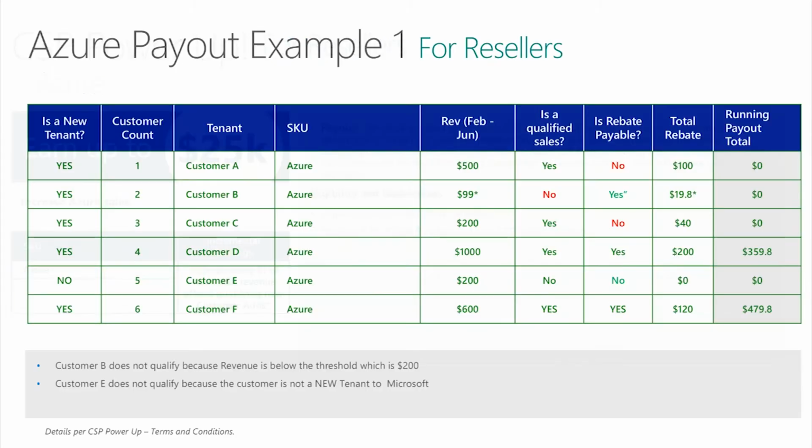An example on the Azure payout, so you can see there customer B doesn't qualify because revenue is below the threshold, which is 200. But once he gets to customer E, he's got the 3 new customers, and all of a sudden customer B qualifies because he's got the minimum 3 new Azure deals.